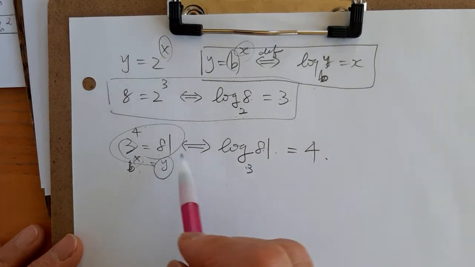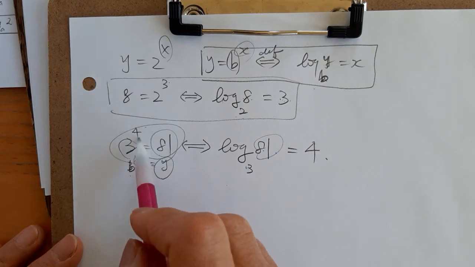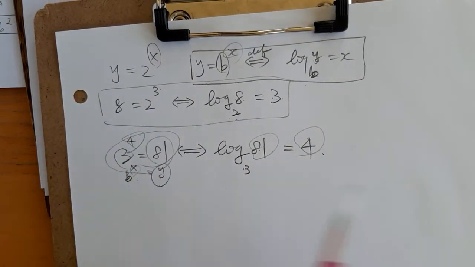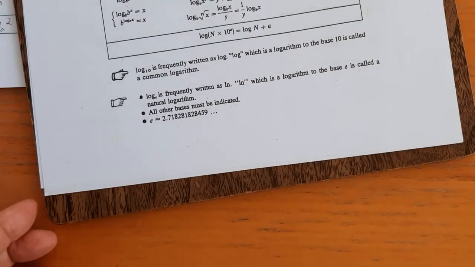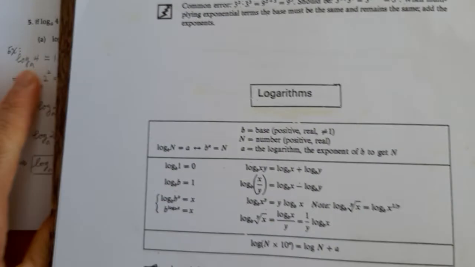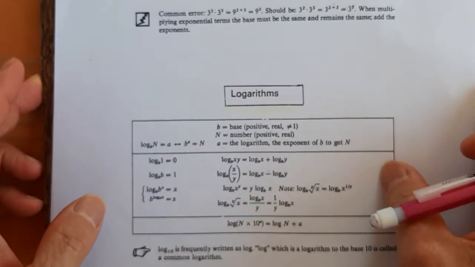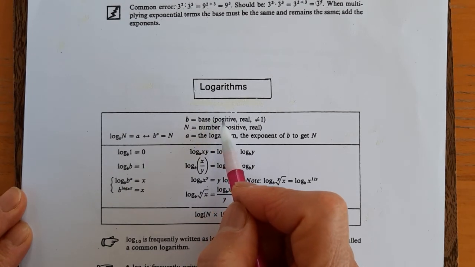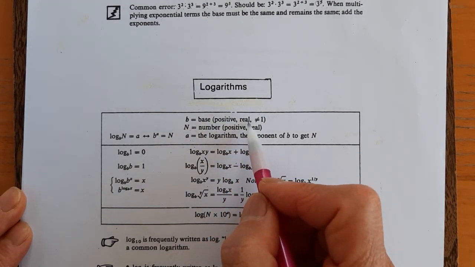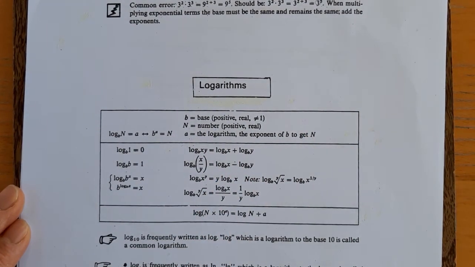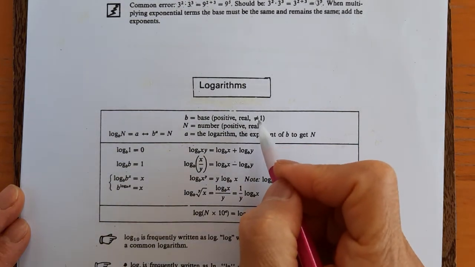And the base is 3, the function value is 81, equal to exponent 4. So that's the exchange from the first formula, the first formula which is on your notes. This one: b is the base. The base needs to be positive and a real number, and cannot be equal to 1. The base cannot be negative, and cannot be 0. It needs to be a positive real number, but not equal to 1.